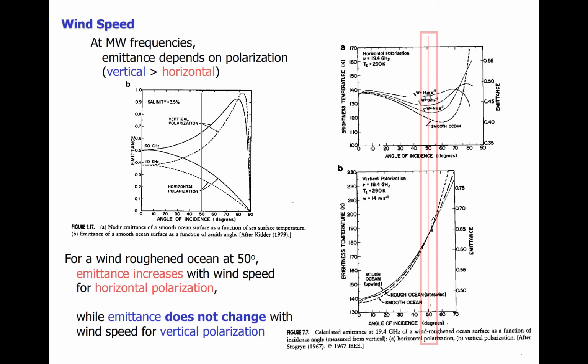At typical viewing angles viewed by passive microwave instruments, here in this around 50-degree range, maybe a little bit higher, emission of vertically polarized radiation by the ocean does not change as a function of wind speed. However, horizontally polarized radiation is emitted more as the wind speed increases. If other properties of the sea surface and atmosphere are known, this fact may be leveraged to help derive wind speed.